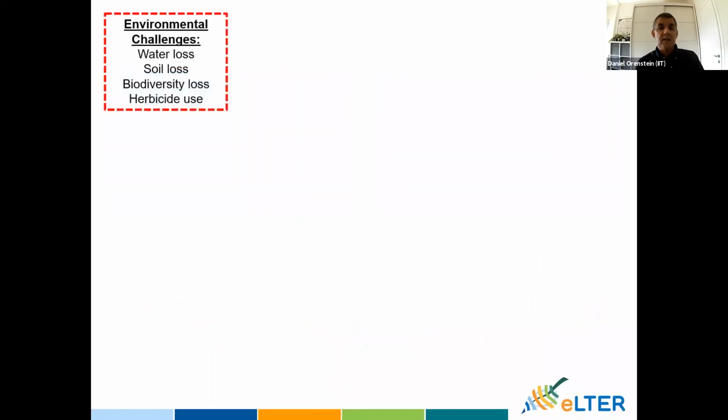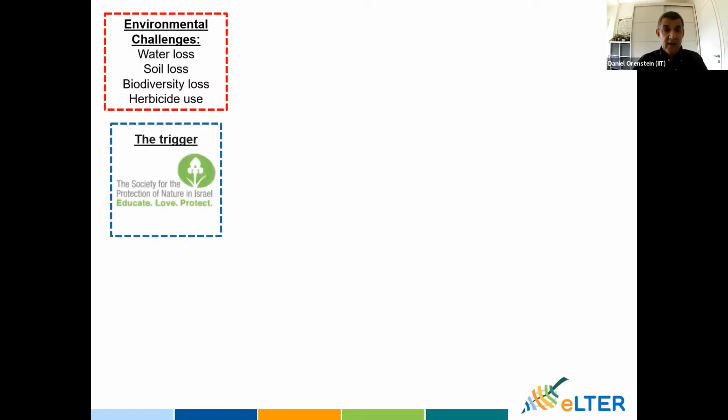So enter environmental challenges in clearing all the vegetation from between the vines. Water loss, soil loss, biodiversity loss, excessive herbicide use, and the accumulation of toxins in the environment. All of those things are suspected to have been associated with clearing the rows between the vines.